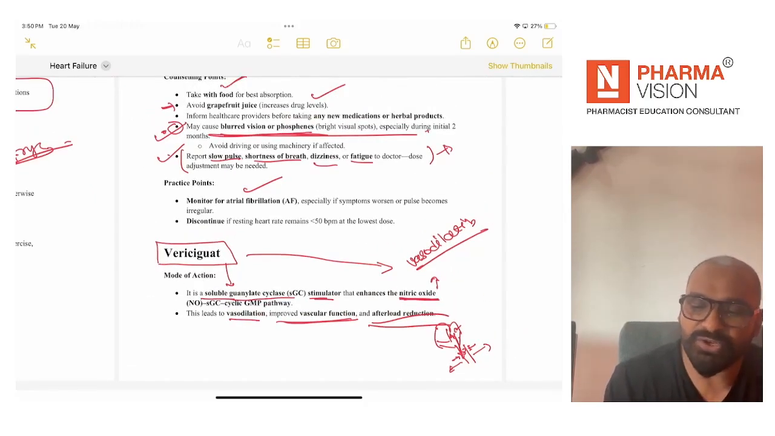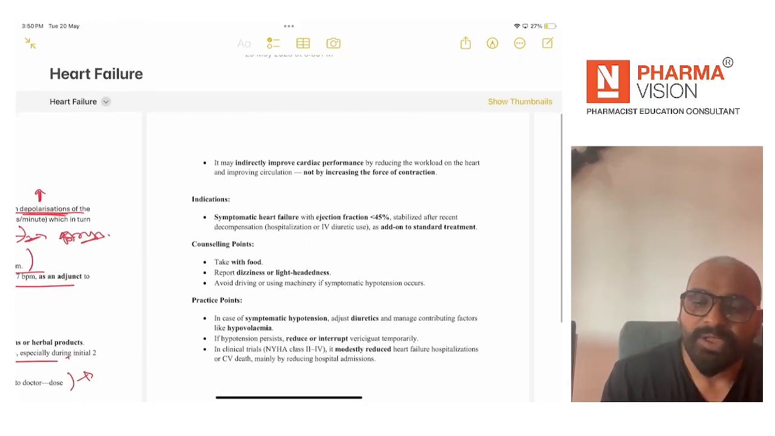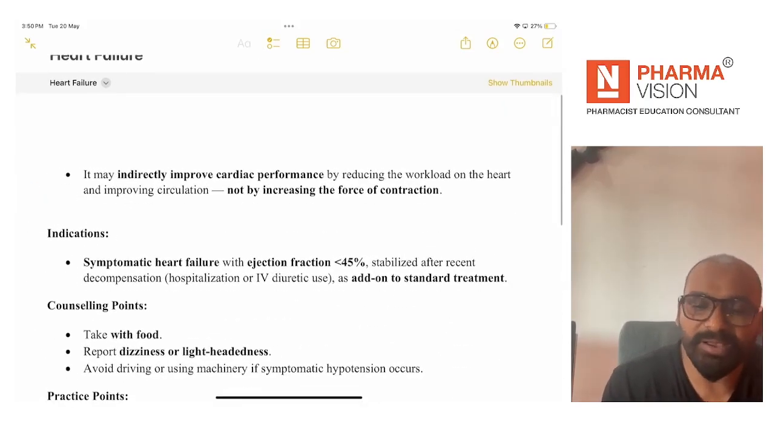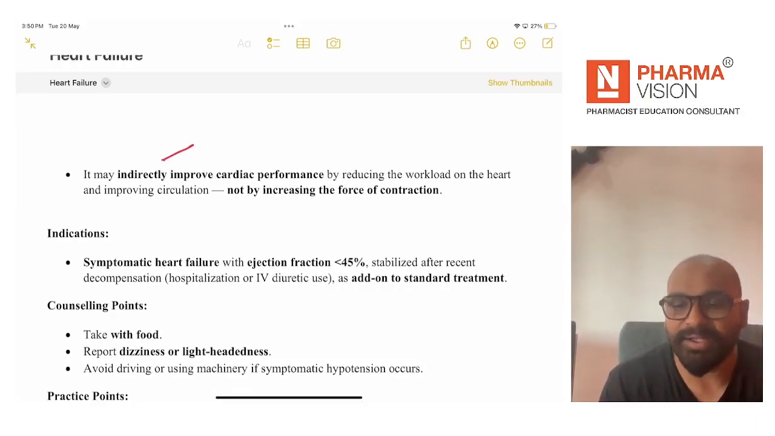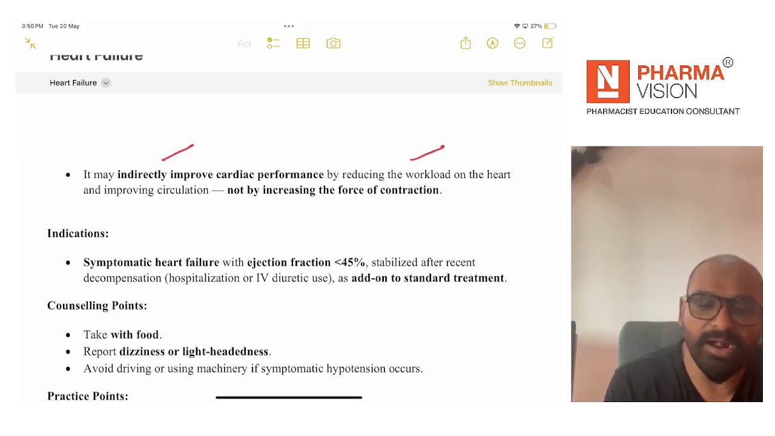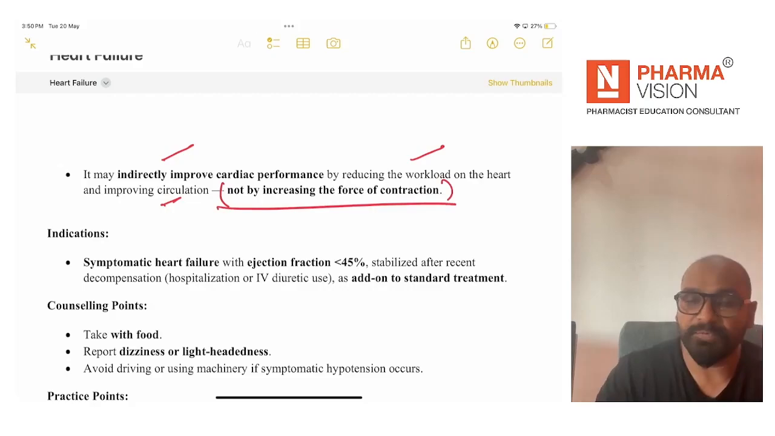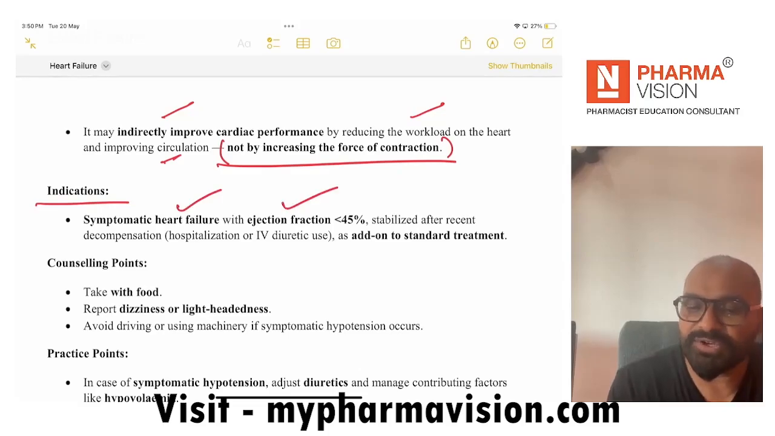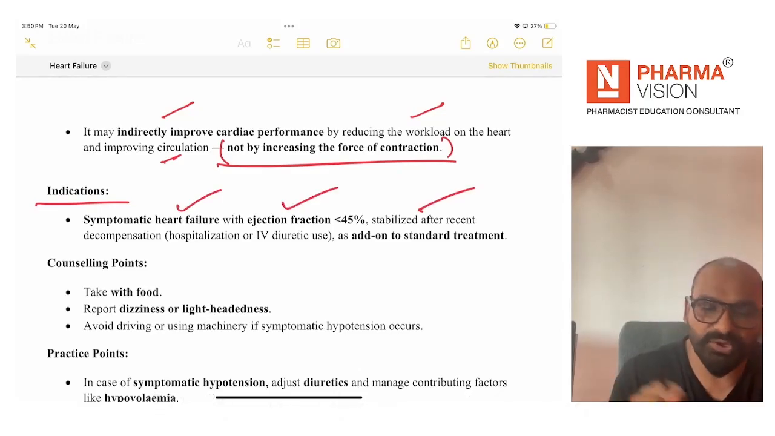So vascular function and afterload reduction are why this medication is considered an alternative option for heart failure patients, indirectly improving cardiac function, reducing the workload on the heart and improving circulation. This is not because of the force of contraction. It's not a positive inotrope; it's a vasodilatory medication with afterload reduction. Indication: symptomatic heart failure with ejection fraction less than 40%. In stabilized patients we can use it.